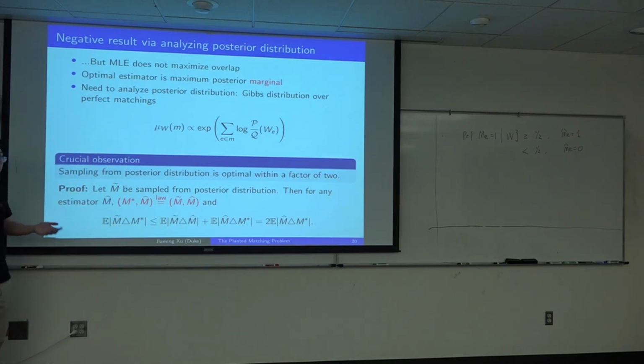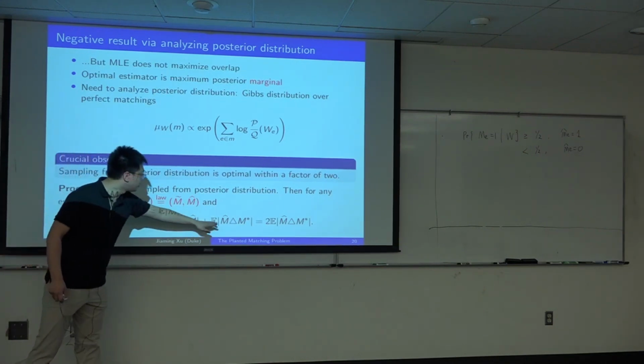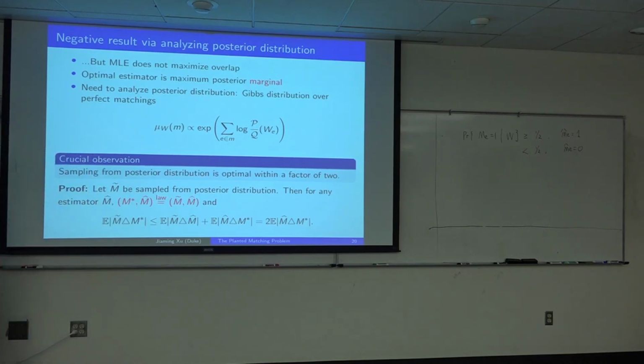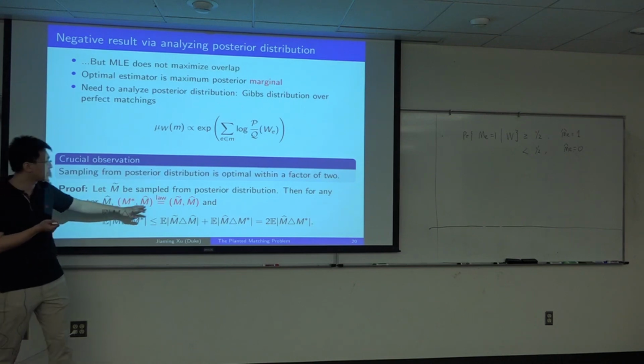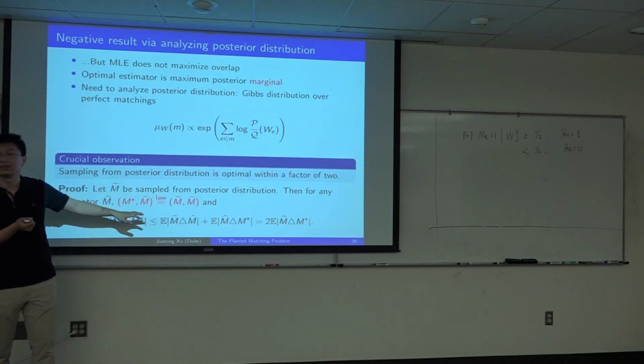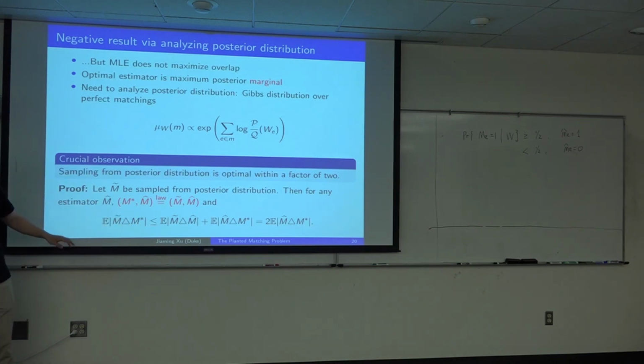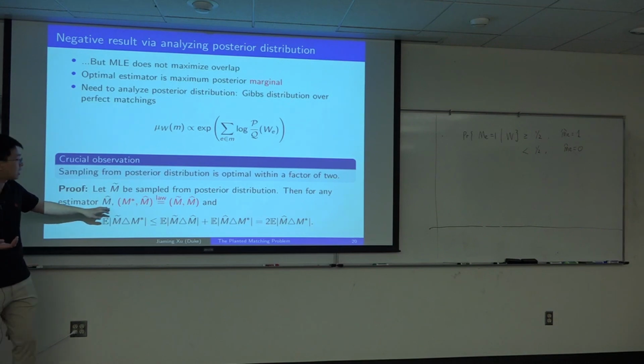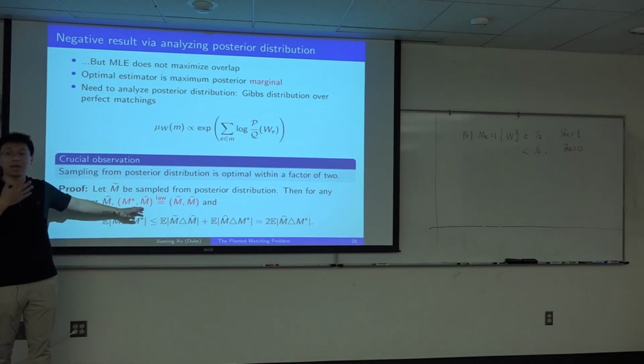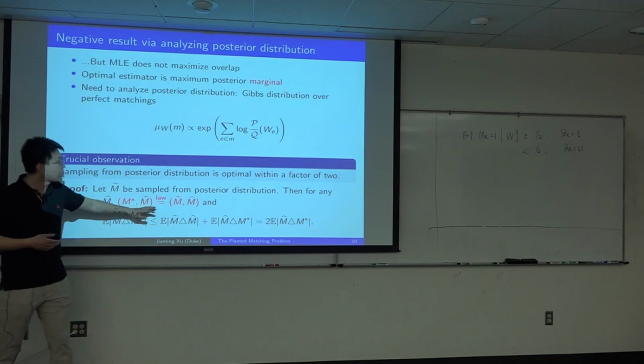Now here's a magic thing. These two expectations are the same. Why is that? It turns out that for any estimator m hat, the joint distribution of m star and m hat is the same as the joint distribution of m tilde and m hat. One way to understand this is to suppose you first draw m hat.